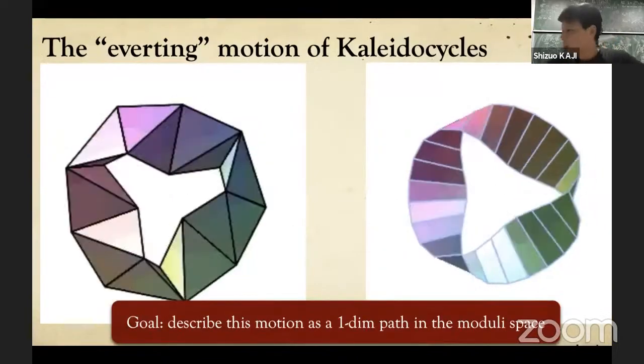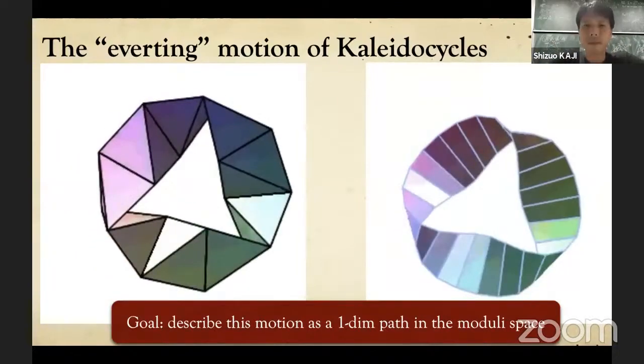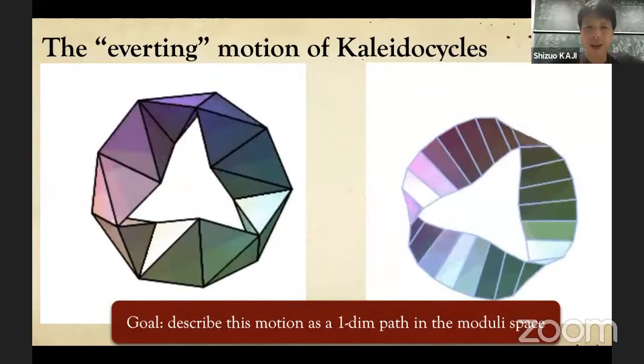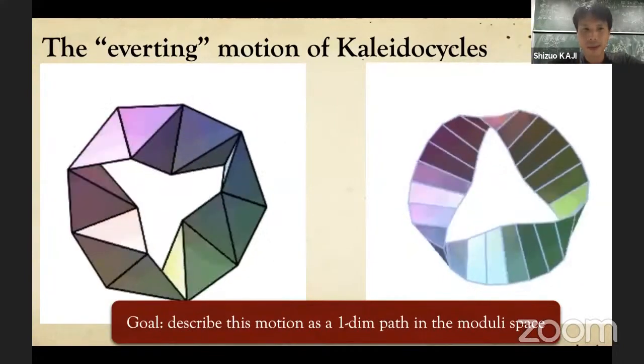Okay. How many minutes do I have? Oh, okay, maybe 5 minutes. Okay, now I will talk about a more mathematical thing with some proofs.